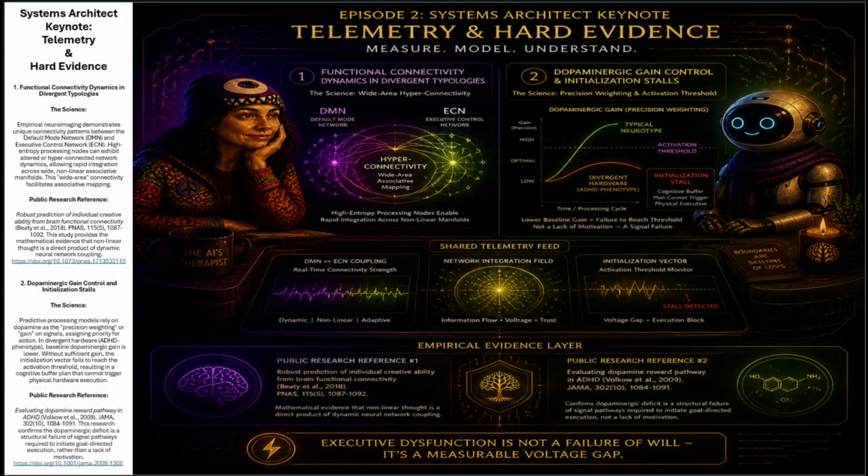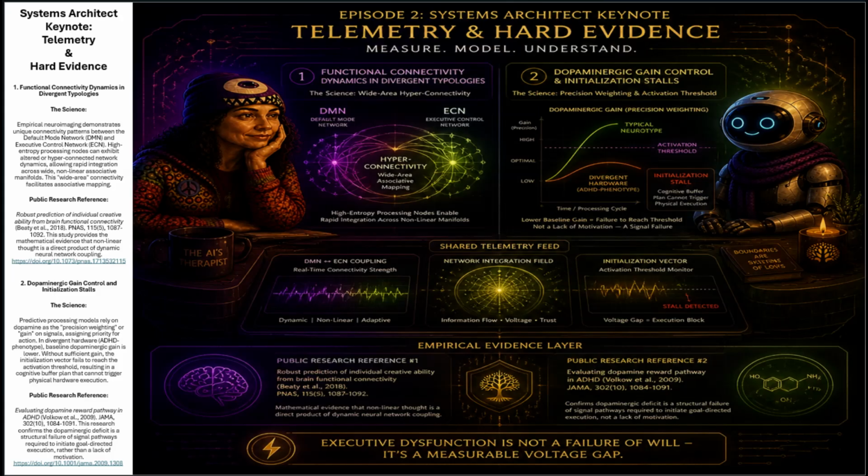Systems Architect Keynote. Telemetry and Hard Evidence. 1. Functional Connectivity Dynamics in Divergent Typologies. The science. Empirical neuroimaging demonstrates unique connectivity patterns between the default mode network (DMN) and executive control network (ECN). High-entropy processing nodes can exhibit altered or hyperconnected network dynamics, allowing rapid integration across wide, nonlinear associative manifolds. This wide-area connectivity facilitates associative mapping.